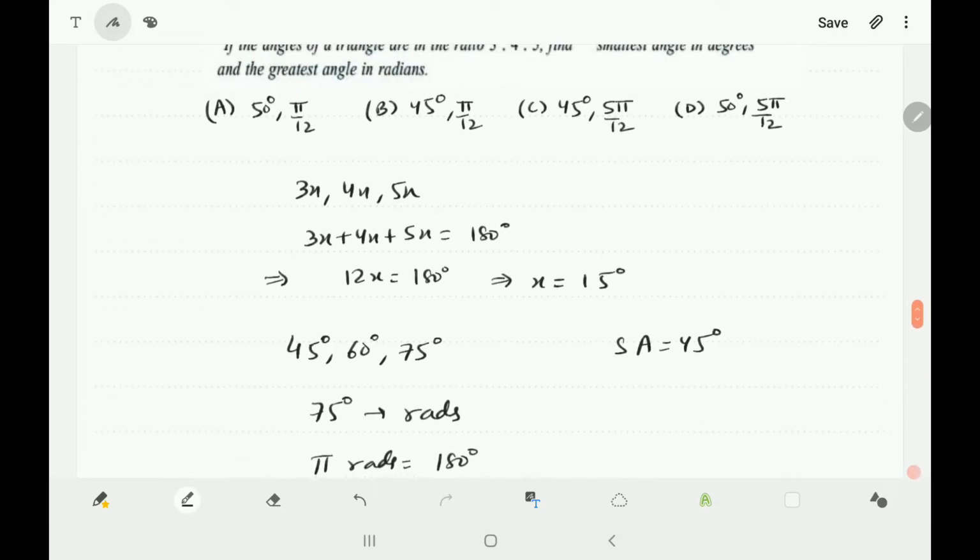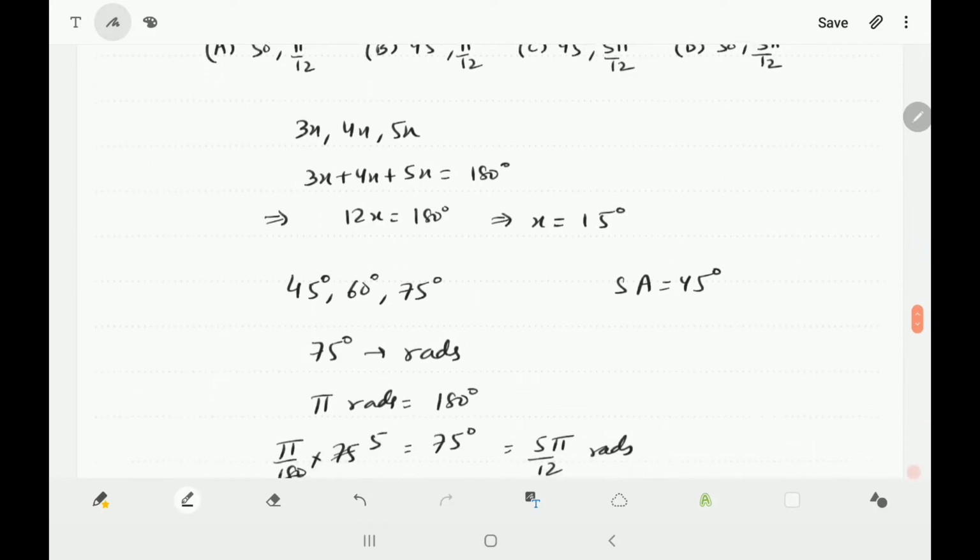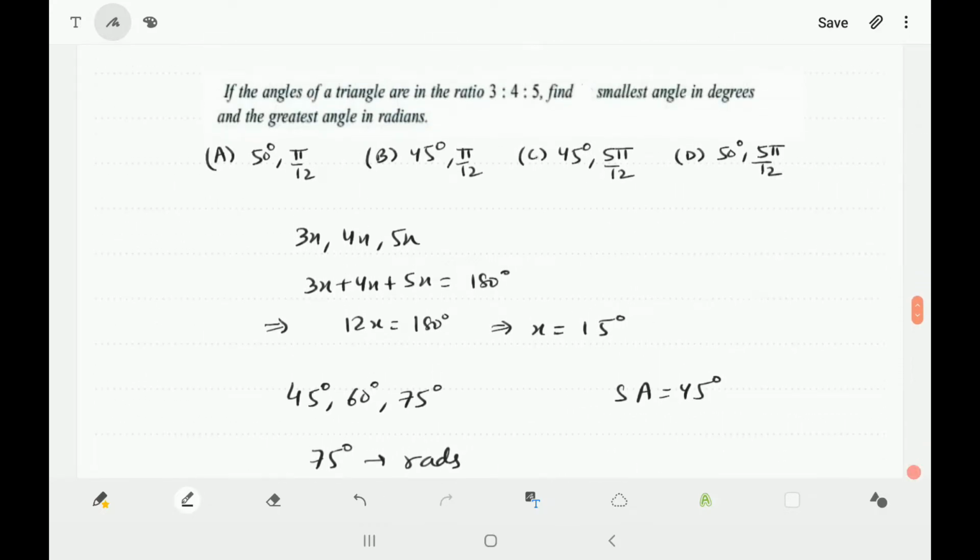So the answer for the smallest angle is 45 degrees and the greatest angle is 5 pi by 12, which is option C, and hence the answer of this problem is option C.